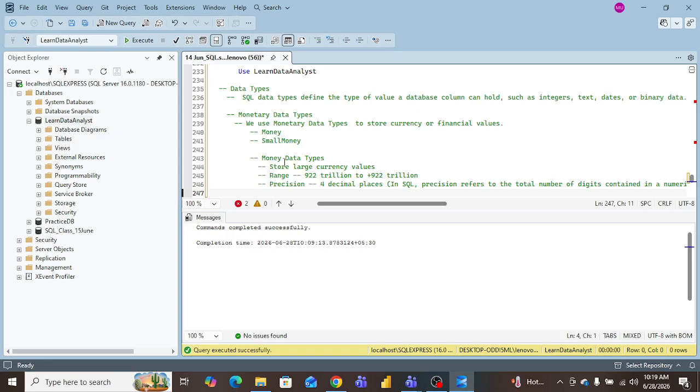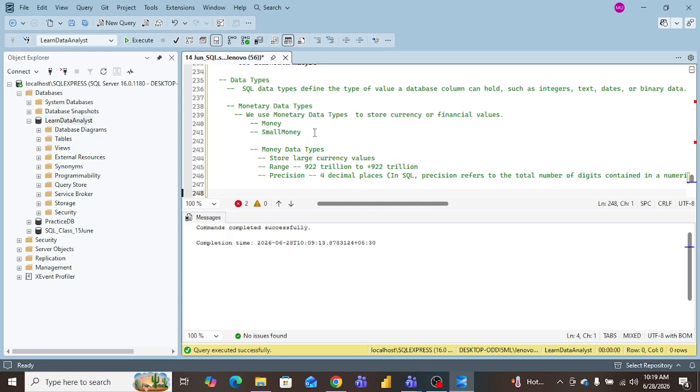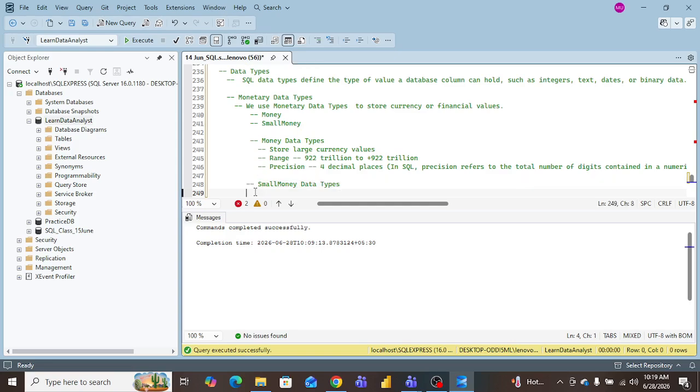So now we have understood this is a data type, the money data type. Now we have another data type, as I told you, small money. Small money data type. What is the small money data type? Definitely, because the money data type stores the large principal value. It means money data types also store some value. What kind of value do they store? Let's see.